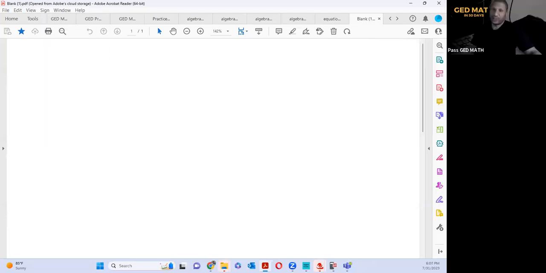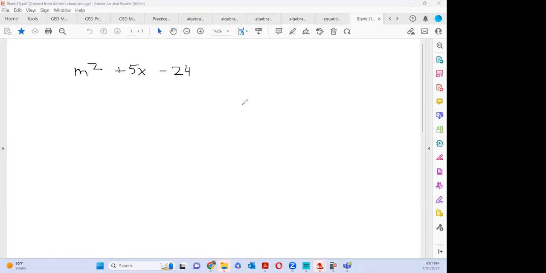All right, so I'm just gonna make one up. Okay. m squared plus 5m minus 24. So first of all, is this a quadratic equation? Yes. How do you know it's a quadratic equation? Because the highest degree in this expression is to the second power. So this is a quadratic equation.